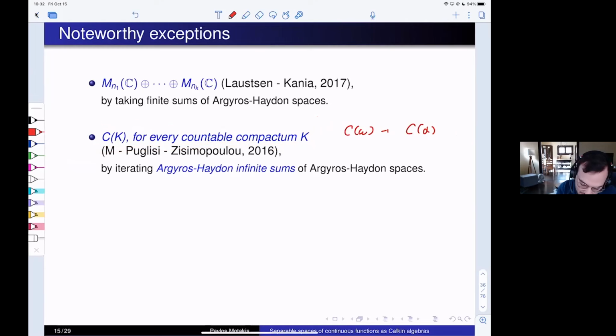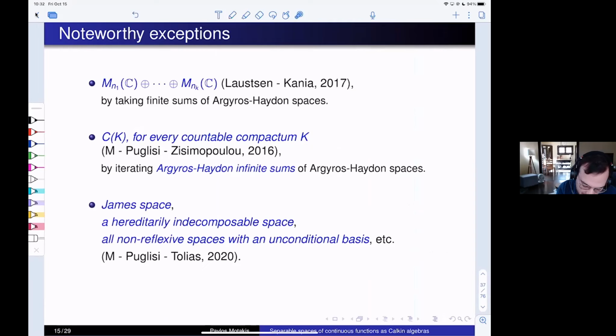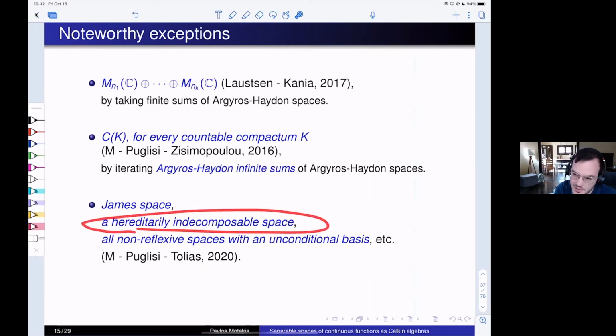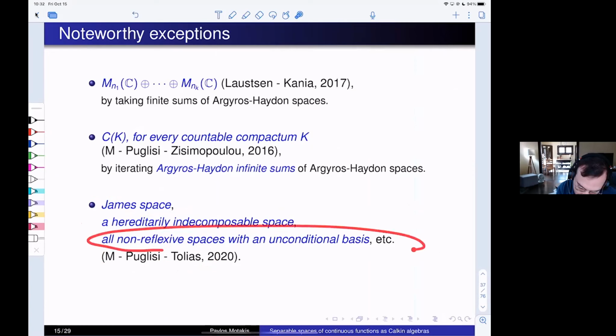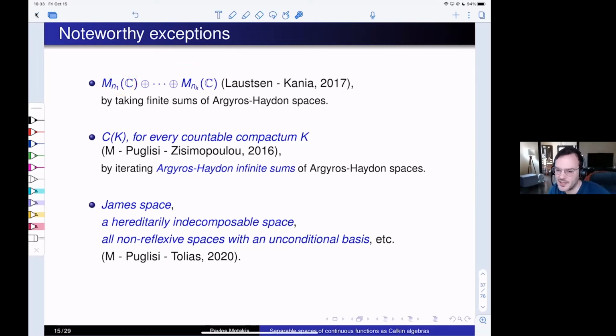So with a similar process, you can define other Calkin algebras. For example, there's this paper I have with Daniele Puglisi and Andreas Tolias, where you get the James space or the second dual of James space, if you will, which is a quasi-reflexive space. You can get hereditarily decomposable spaces or Calkin algebras. And even if you want, you can get all non-reflexive spaces with an unconditional basis. And here you're asking, okay, this is a good question. Do you here have an isometric homomorphism? I don't think so. The way it is defined, you should have these spaces acting on R^n with the infinity norm.